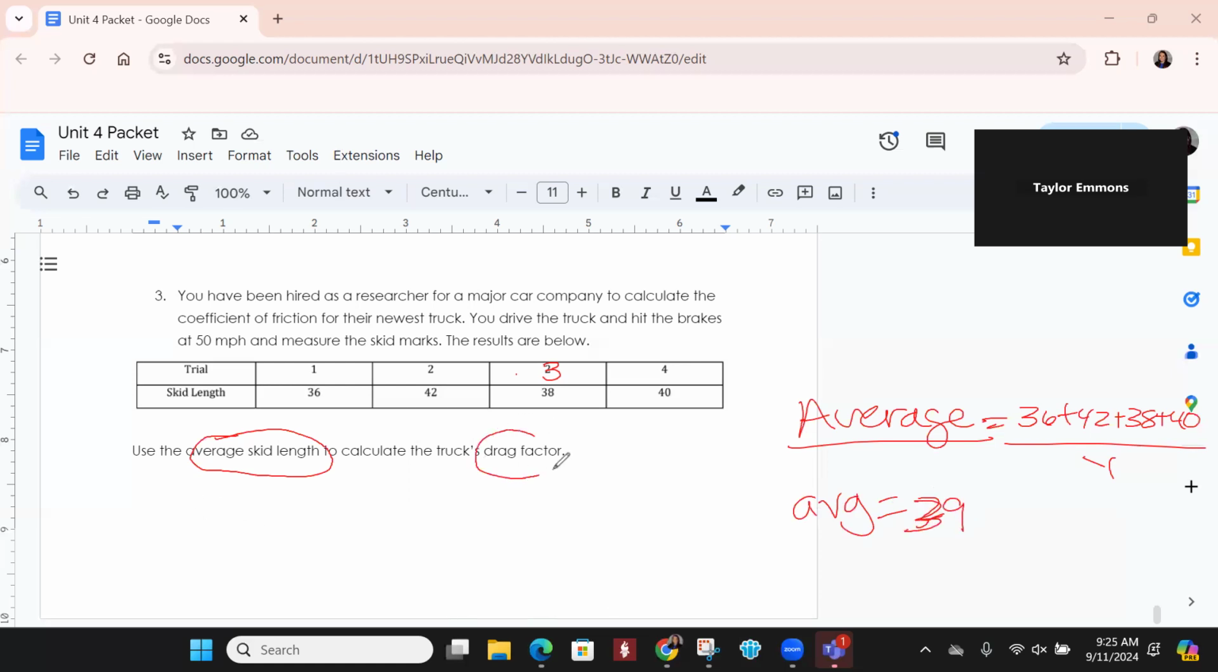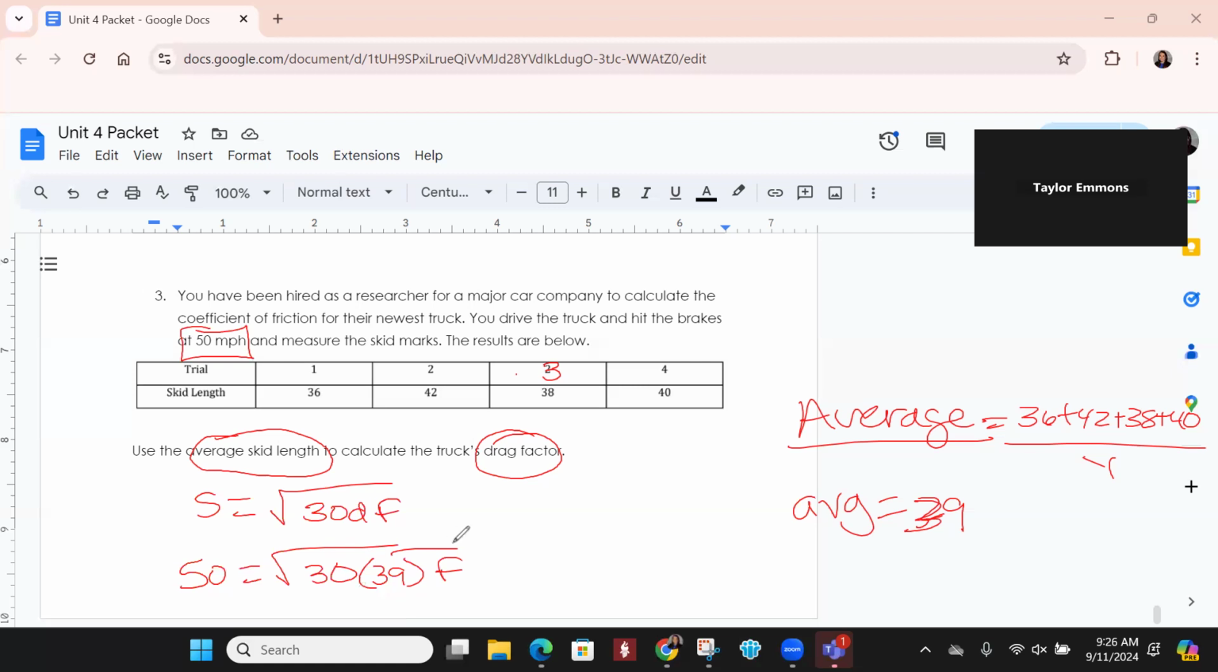Okay, so now we're trying to find the drag factor. Go back to our formula. S equals the square root of 30 times D times F. We know that our speed is 50 miles per hour. We know that our distance is 39. And we're trying to solve for F. Remember how I feel about having to solve things. You can use Desmos for this, but I'm going to also show you the handheld way.